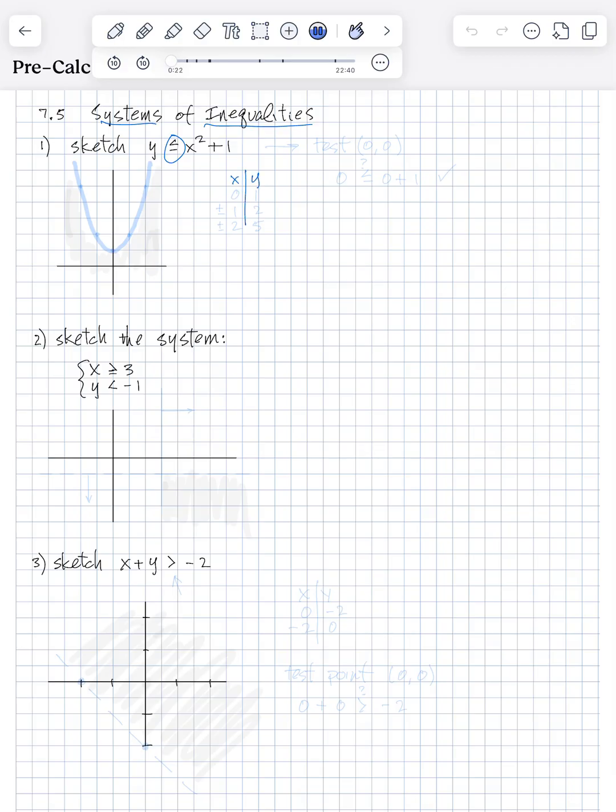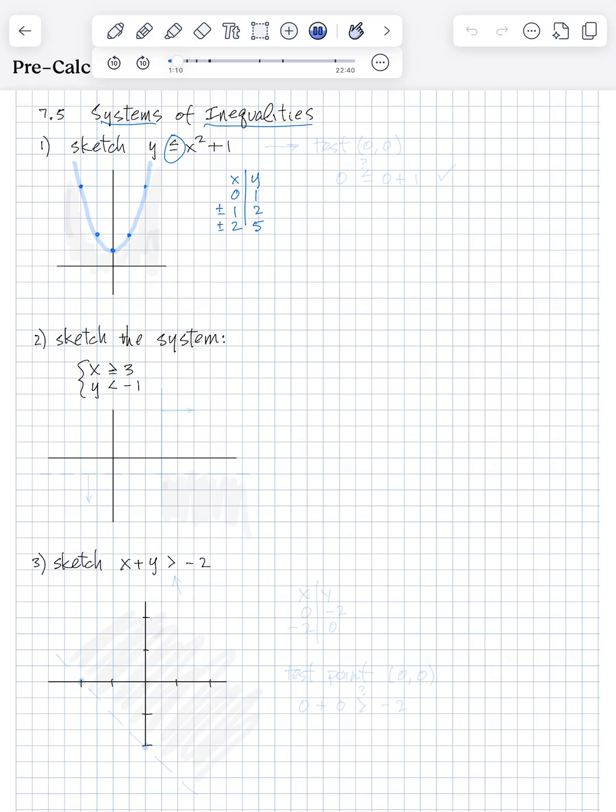When x is 0, y is 1. When x is plus or minus 1, then y is 2. When x is plus or minus 2, y is 5. So let's just plot those: 0, 1; plus or minus 1, 2; and 2, 5.